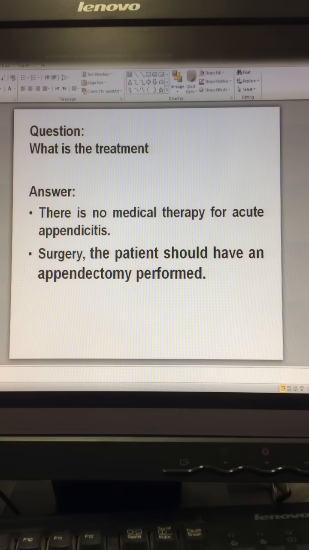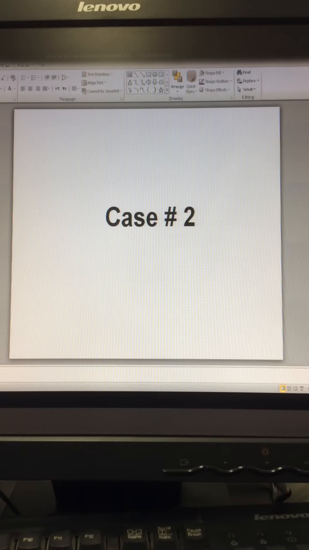The only line of treatment is surgical intervention. There is no role for medical therapy for acute appendicitis. Whenever you have a case of acute appendicitis, you should go in and remove it and not leave it, because of the possibility of perforation, peritonitis, and septic shock. Any question about appendicitis? Okay, the second case.